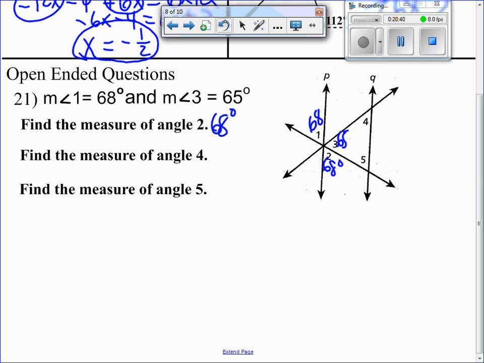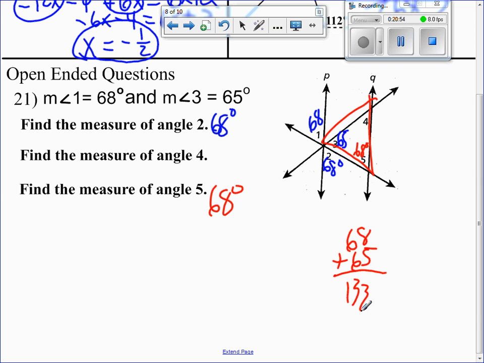So we know that angle 5 is 68 degrees, and then we can figure out angle 4 because these three angles together make up a triangle. So we know that this is 68 degrees. 68 plus 65 is 133. 180 minus 133 is 47 degrees.